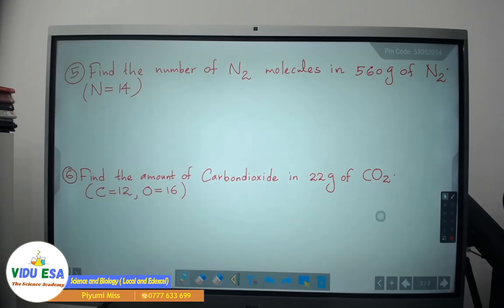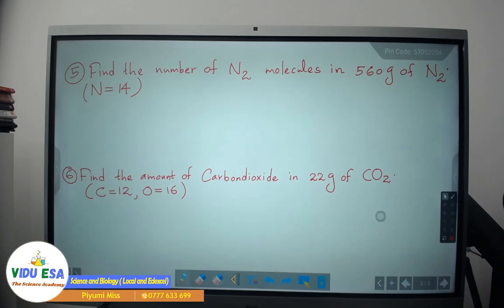Venuka has sent an answer. Dihen had sent both answers for the fifth and sixth ones. Yes. Venuka, in the fifth one, it asks about, yes, Venuka has sent the number of molecules.